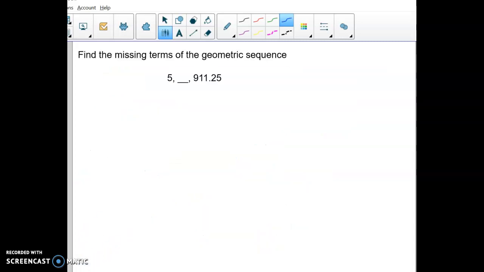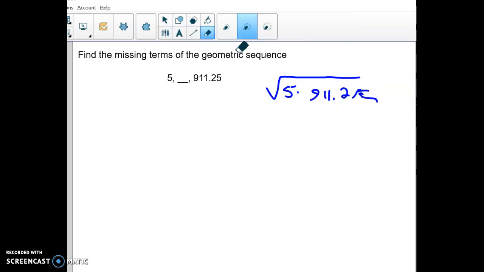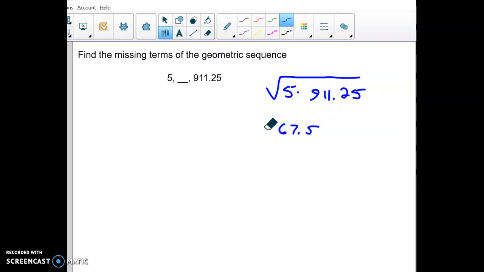Okay, one more for you to try. All right, so to fill it in, just going to multiply 5 times 911.25. Take the square root of that. Sorry for the poor handwriting. And the eraser, that doesn't work. All right. There we go. And so when you do all that, you get like 67.5. And technically it could be plus or minus. So the missing term here, we would be either multiplying by a positive or negative, and that's why it could be both positive or negative 67.5.